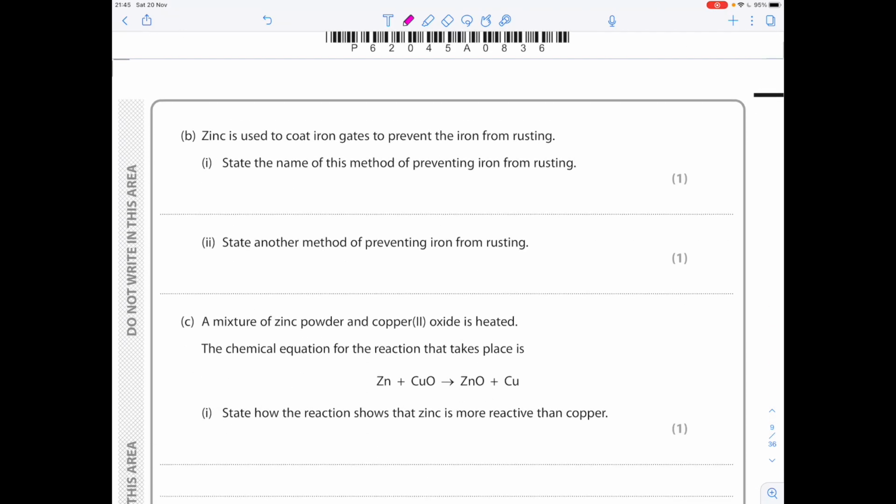Zinc is used to coat iron gates to prevent the iron from rusting. State the name of this method of preventing iron from rusting. This is known as galvanizing. State another method of preventing iron from rusting. Well, it could be as simple as using grease or oil or painting, because it's a barrier method.